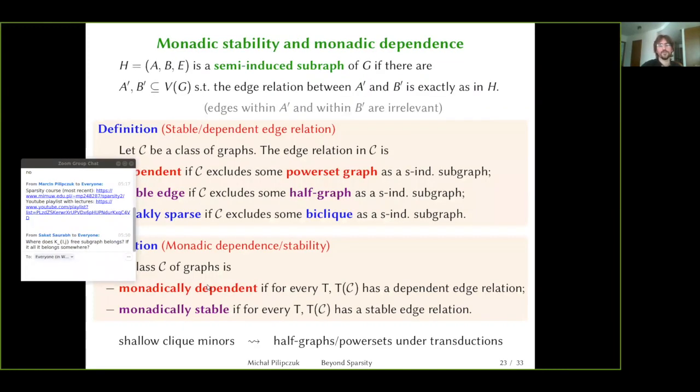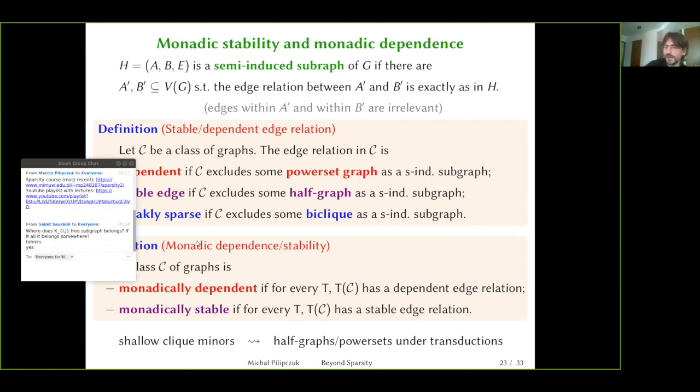Yes, so these graphs that exclude some bicliques as subgraphs are weakly sparse. They also have a stable edge relation, and they are also dependent. Weakly sparse is a more restrictive notion than having a stable edge relation, which in turn is more restrictive than having a dependent edge relation, because a large half graph contains a large biclique. However, K_{i,j}-free graphs are not necessarily monadically stable, because in monadic stability I require that this happens under every transduction, not just in the class. Did I answer your question?